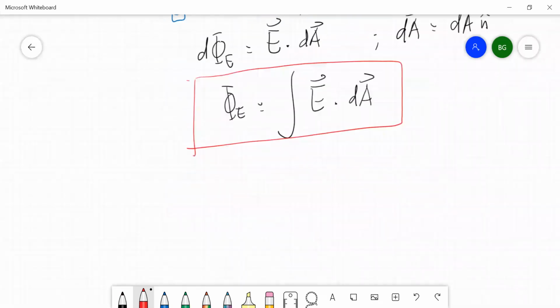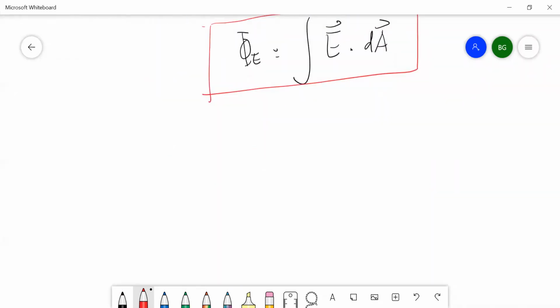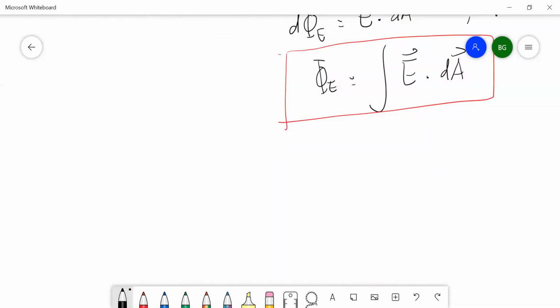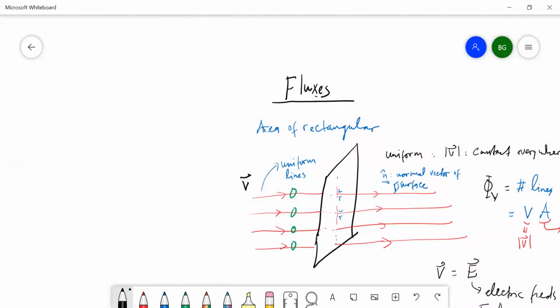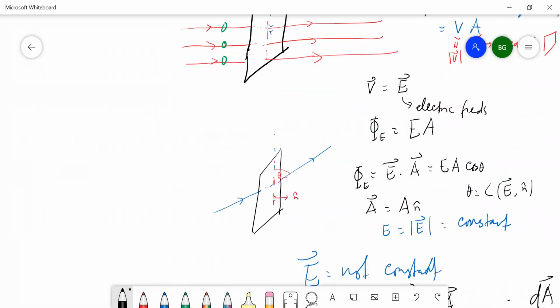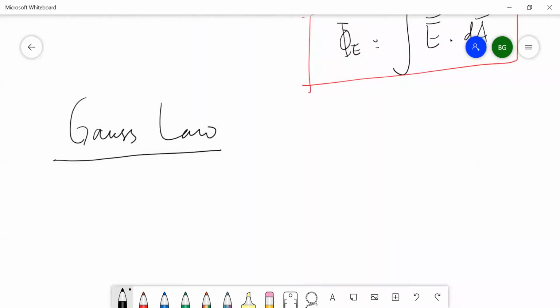Then from this flux, we can formulate Gauss's law. In general, this is an open surface, this one is also an open surface. Gauss's law is related to the closed surface.